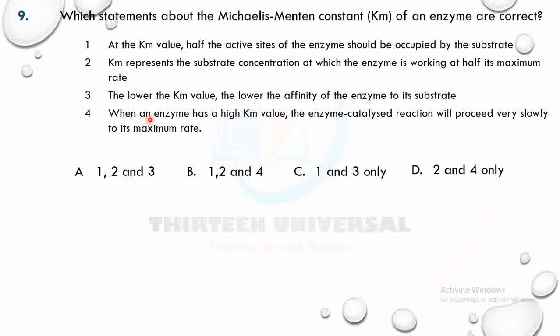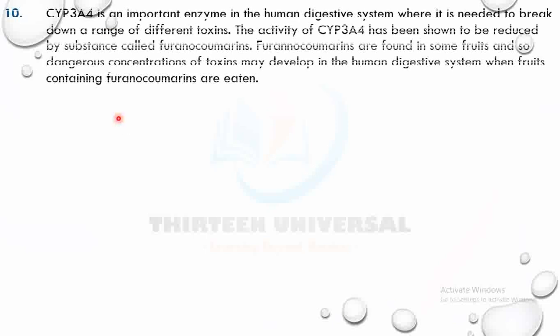Number 4 says when an enzyme has a high Km value, the enzyme catalyzed reaction will proceed very slowly to its maximum. Yes, when it has a high Km value, that means it's going to have low affinity, so it's going to go slowly. So 1 is correct, 2 is correct, and then 4. They're all correct.